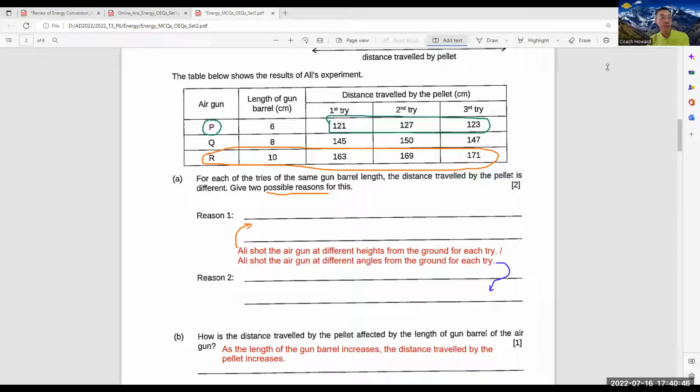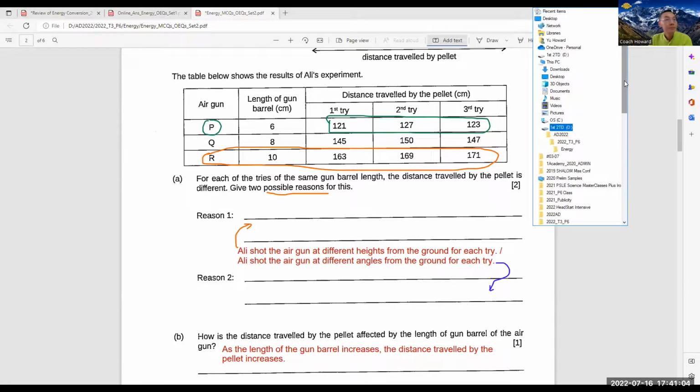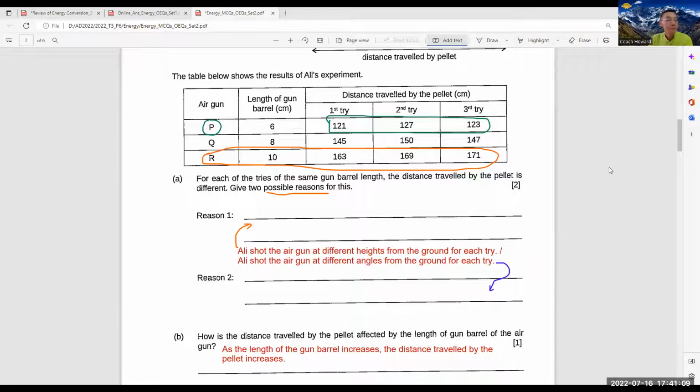Okay, I will send this to you for your reference. Okay, next question. We'll proceed to the next question. So we get it correct.